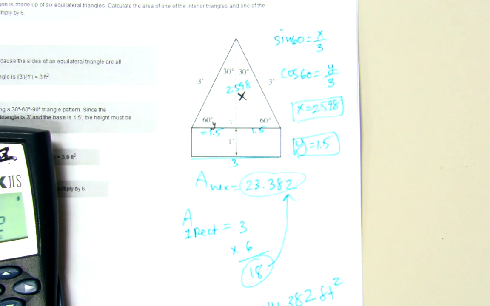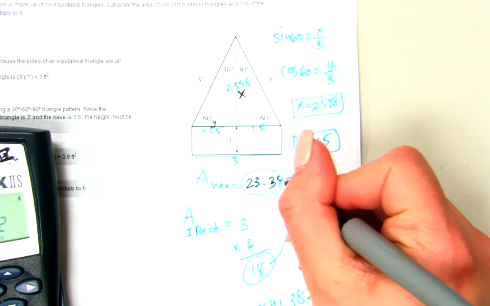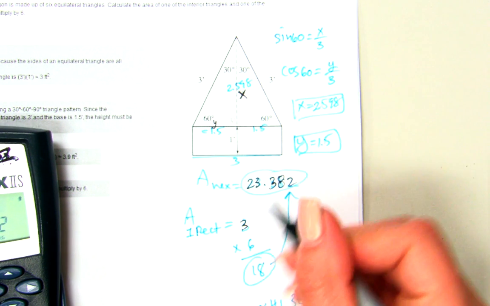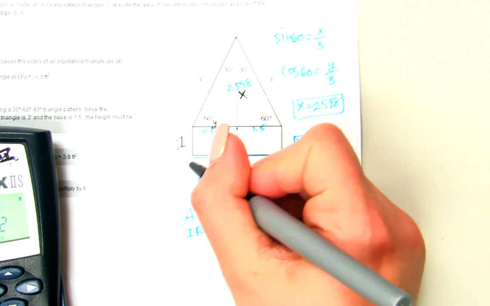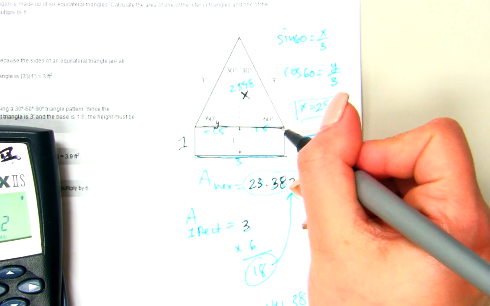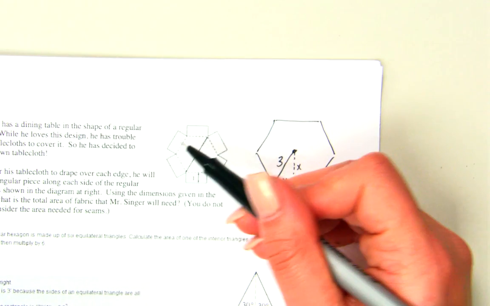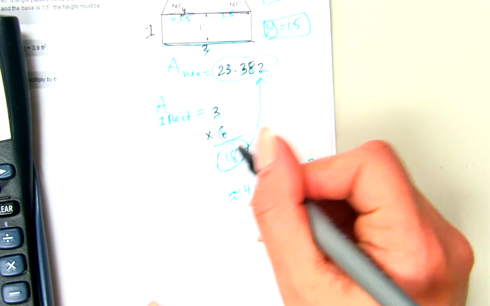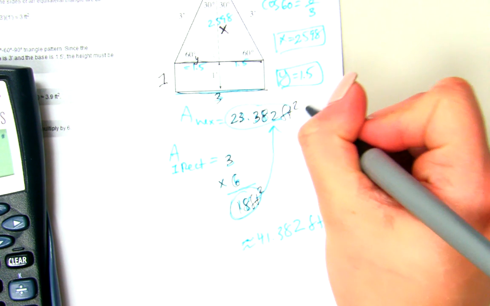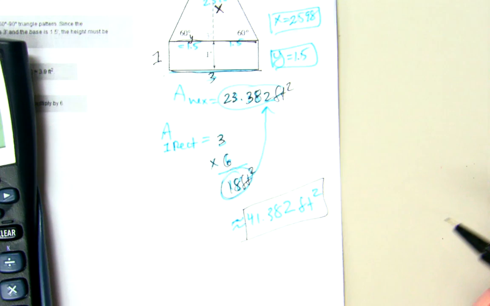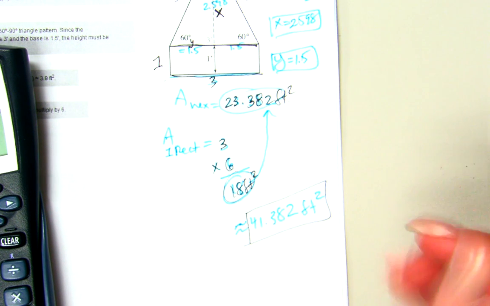Sorry, I went really fast and it's kind of hard to see now. So area of the hexagon, you should get 23.382, doing it on your own. Area of one rectangular piece is a 1 by 3 because it's 1 tall, right? And it's 3 wide because it makes up the base of the triangle. So 1 by 3 is just 3. You have 6 of these because the original picture had 1, 2, 3, 4, 5, 6. That's 18 feet squared for the rectangular pieces, plus 23 feet squared for this piece. Add them together, you get 41.382 feet squared of tablecloth.